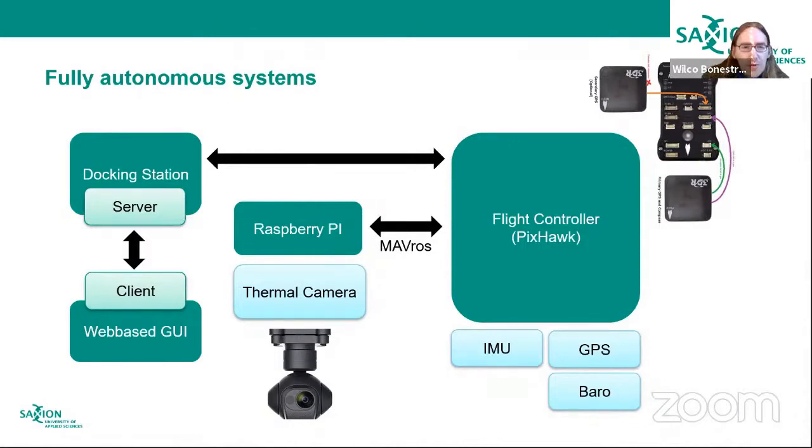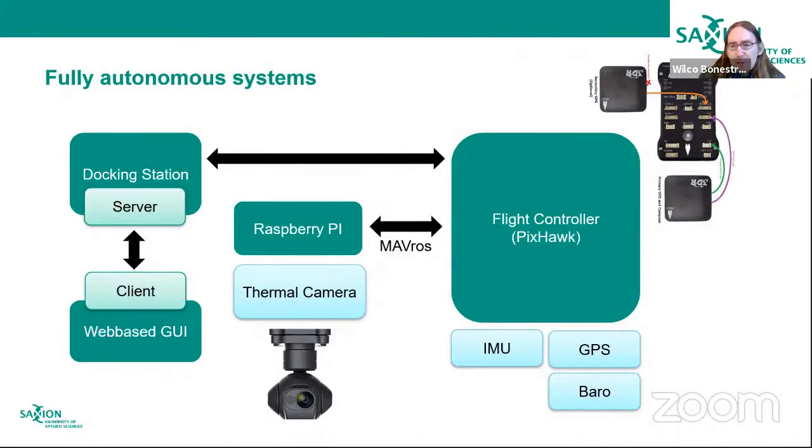What we did to also run ROS on that system is add a small computer to it. So we had a Raspberry Pi and, for example, the thermal camera. There were no drivers for it to attach it to a Pixhawk. So we connected that one to the Raspberry. So we have ROS running on the Raspberry Pi, and it can communicate with the flight controller. And for example, what we did in the project to make the precision landing available, we used that thermal camera.